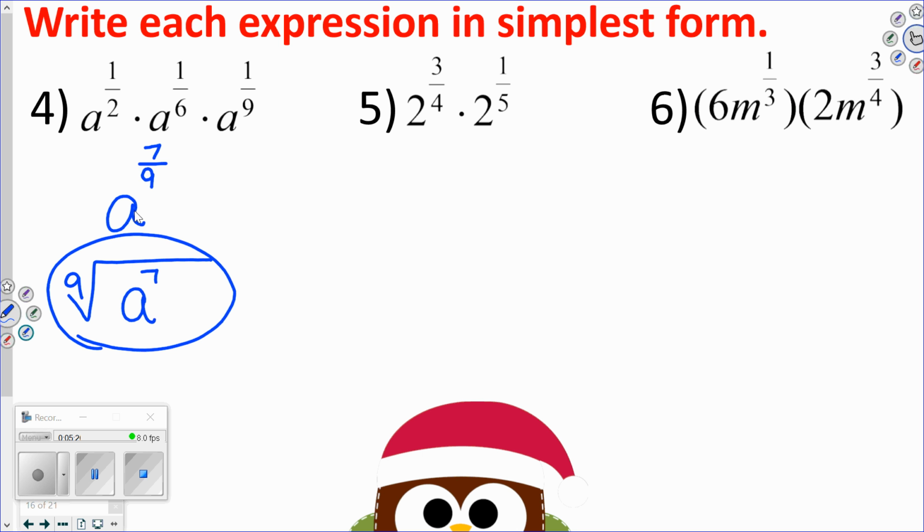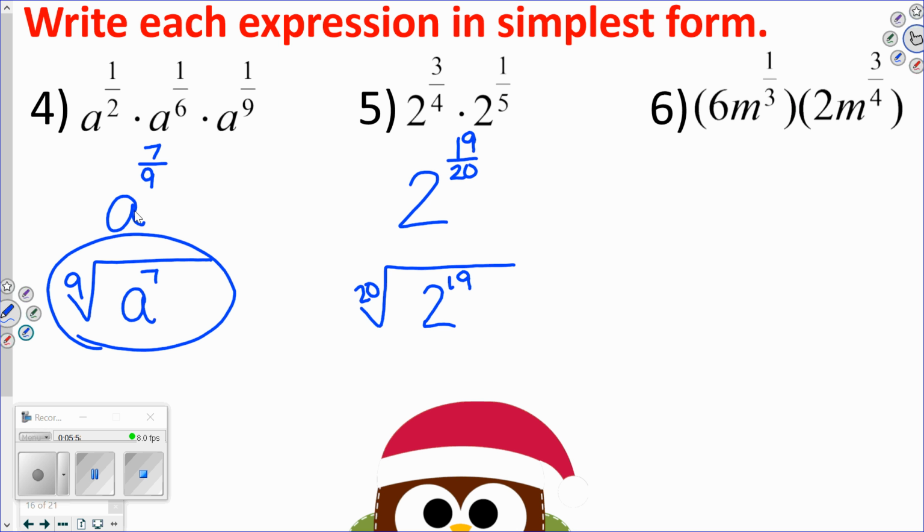Number 5, common base, 2. Add those exponents, 3/4 plus 1/5, 19/20. Make sure, again, you're watching your writing, that your exponent looks like an exponent. All right? Flip that into radical form. What root? 20th root of 2 to the 19th. Can I take a group of 20 out? No. Should I leave 2 to the 19th?